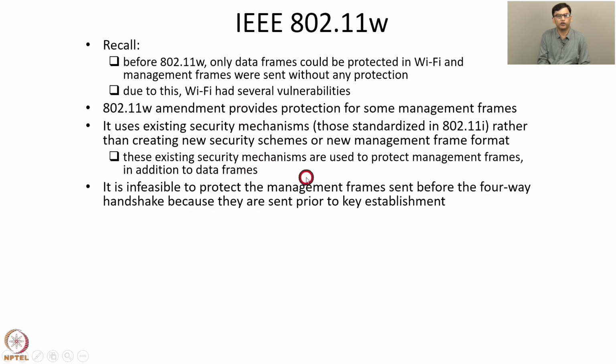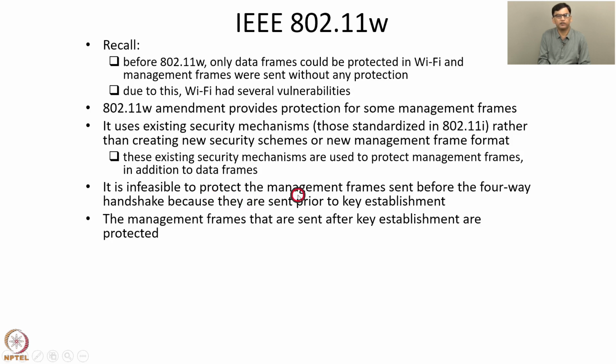It is infeasible to protect the management frames that are sent before the four-way handshake because they are sent prior to key establishment. These management frames which are sent before the four-way handshake cannot be protected because at that point the client and access point don't have any secret key with which to protect the management frames. So hence it's not feasible to protect these management frames sent before the four-way handshake.